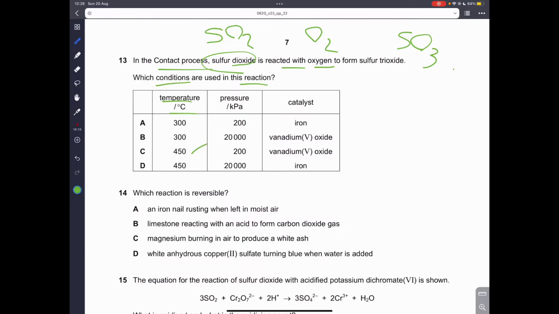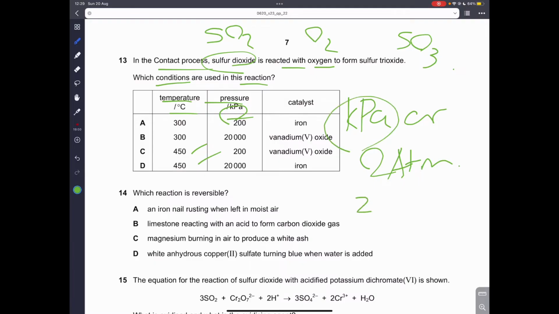So the temperature that will be used is 450 degrees Celsius. For the pressure, remember, they can either ask you in kilopascals or in atmospheres. In atmospheres, it is 2 atm, but in kilopascals, it is going to be 200 kilopascals. And the catalyst used will be vanadium(V) oxide, and therefore C is the correct answer.